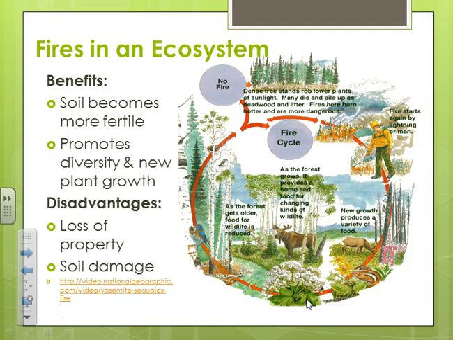The benefits of a fire is that the soil becomes more fertile. Everything that is dead or not really serving its purpose anymore, kind of broken or run down, is destroyed. It's burned by the fire. But essentially what fire does is it puts all these nutrients back inside the soil, so the soil becomes much, much more fertile. Also, it promotes diversity and new plant growth. It gives new, more diverse species the opportunity to grow and flourish. So those are some benefits.